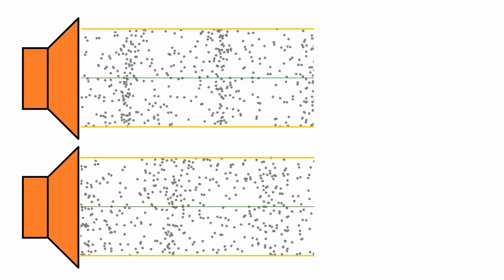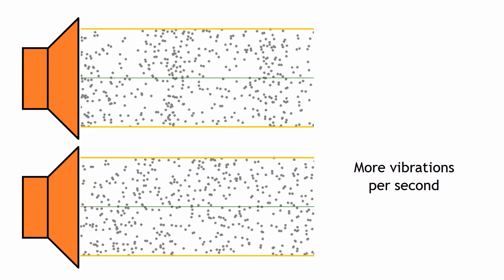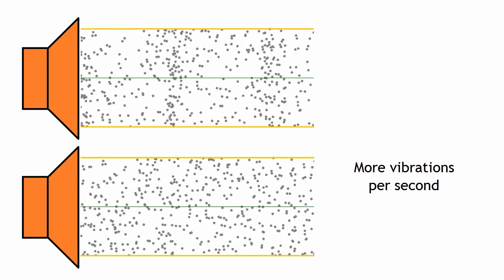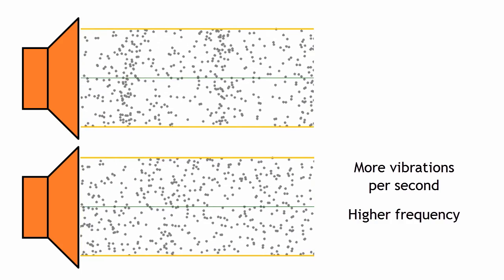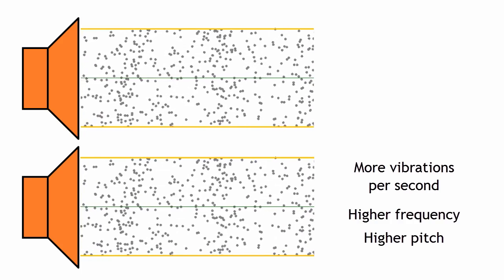Frequency is how many times the particle vibrates per second, and it's measured in a unit called hertz. If a particle vibrates back and forth 1 time a second, its frequency would be 1 hertz. If the particle is vibrating back and forth 1,000 times a second, then its frequency would be 1,000 hertz, or a kilohertz. Now the more the particle vibrates per second, the higher the frequency of the wave, which will lead to a higher pitched sound.